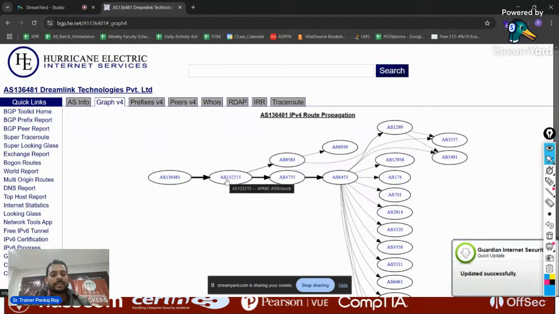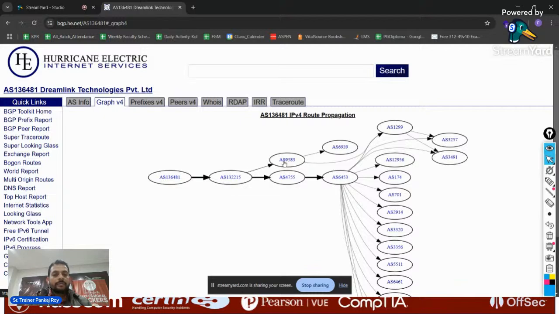This is the APNIC ASN block. An ASN block is a block of AS numbers, and this AS number network is connected directly to these two organizations. This AS number is maybe CFI Limited, and this network is Tata Communications, formerly BSNL, a leading ISP.